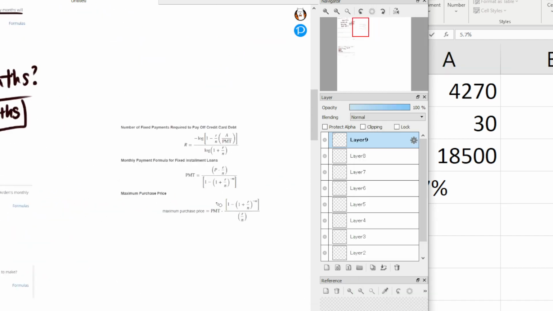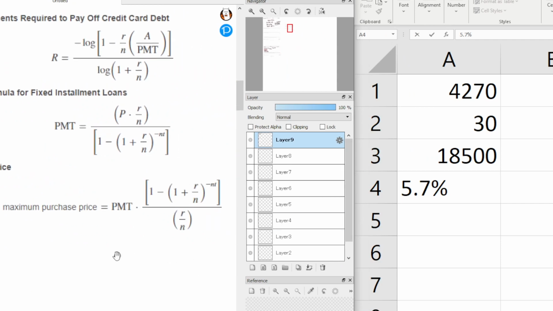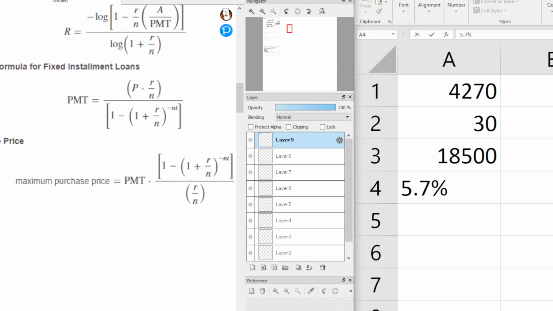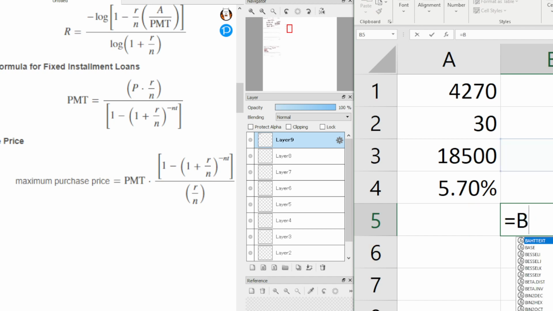Then we'll take a field trip up to our equation, and I'll move this to the side. It pretty explicitly says that we want to find the maximum purchase price of our house, like how much can we afford, basically. So when we go into Excel, we'll do equals, and then we'll type in our payment, which, first we have to figure out what our payment is actually.